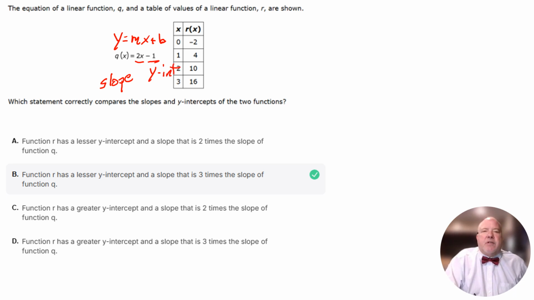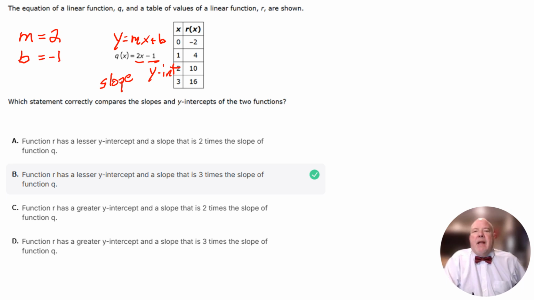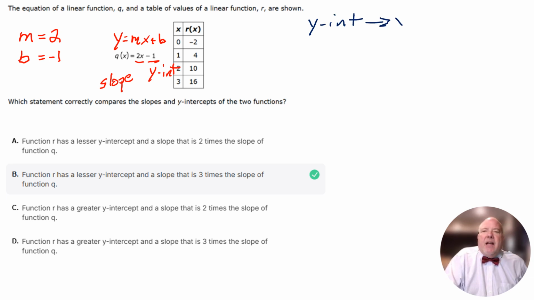All right, so I know the slope of this one. I'm just going to write it down. The slope equals 2, and the y-intercept, b, is equal to -1. Now I need to get the slope and the y-intercept from the table. To find the y-intercept, I'm going to write this down for you. The y-intercept occurs where x is equal to 0.